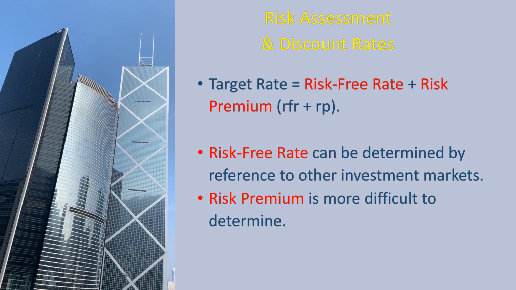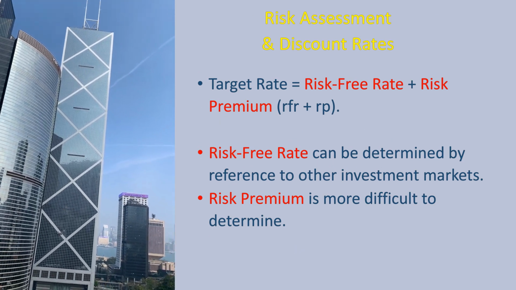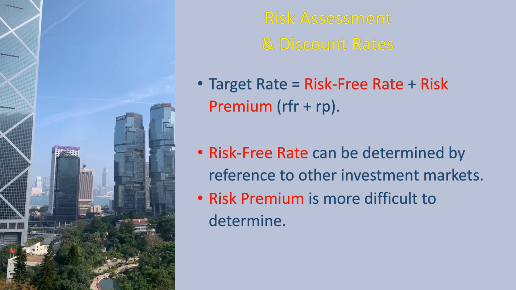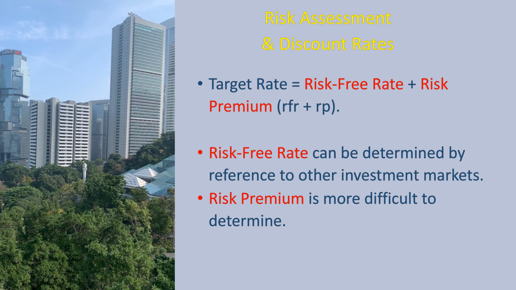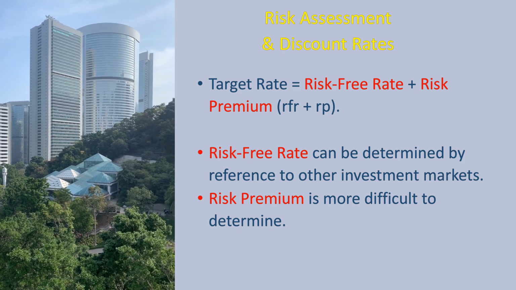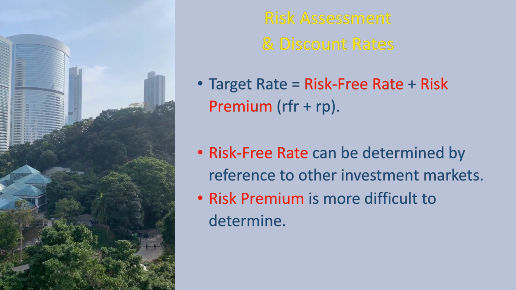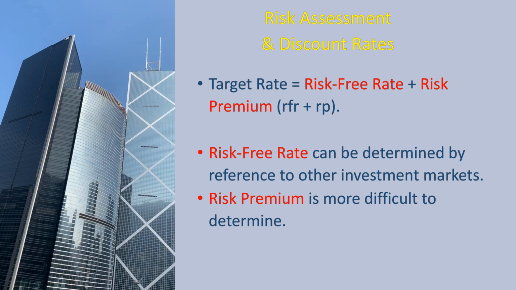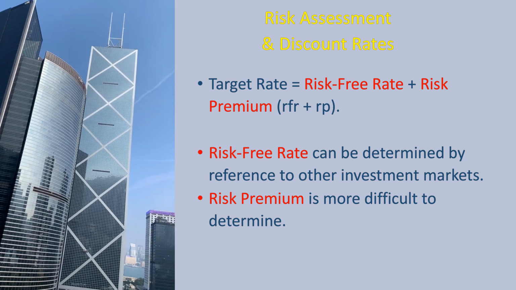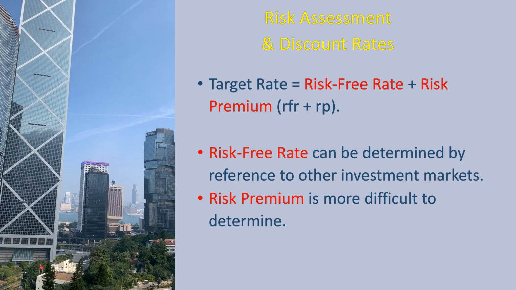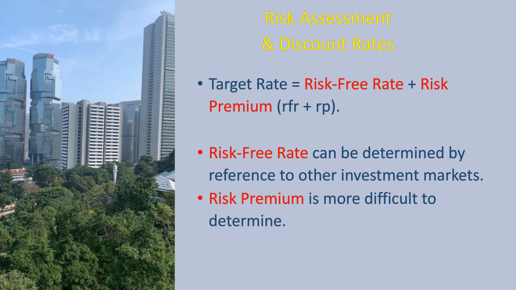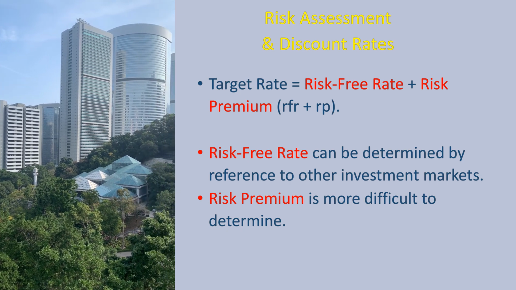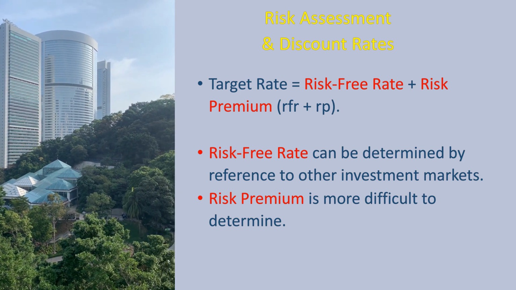The accepted market norm has been that certain elements of risk are best incorporated through adjustment of the discount rate and that certain risks are best incorporated in the cash flow itself. A target rate is the risk-free rate plus a risk premium. Even if the risk-free rate can be determined by reference to other investment markets, the risk premium is more difficult to assess and there is no universally accepted approach to determine the measurement of risk.